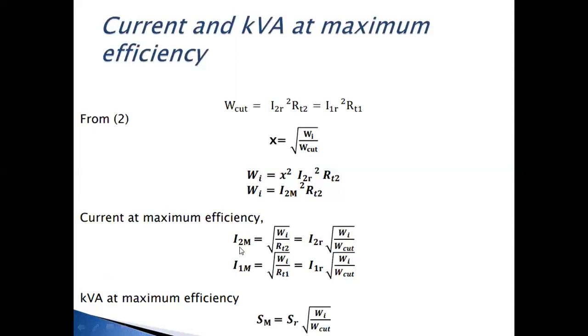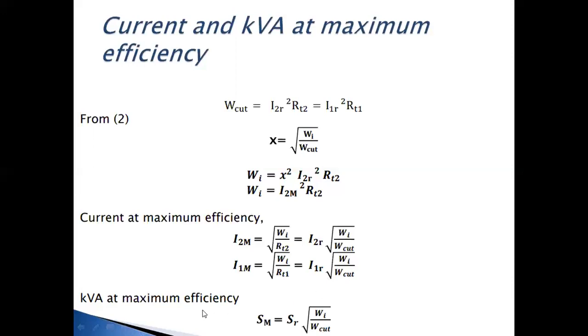So the current at the maximum efficiency, I2M, equals the square root of Wi by RT2, equals I2R times the square root of Wi by WcuT, the total copper loss, from that equation, because x squared RT2 is the total copper loss. Now I1M: I2 stands for the secondary side and I1 for the primary side. The current at the primary side at maximum efficiency, Wi by RT1, is I1R times the square root of Wi by total copper loss WcuT.